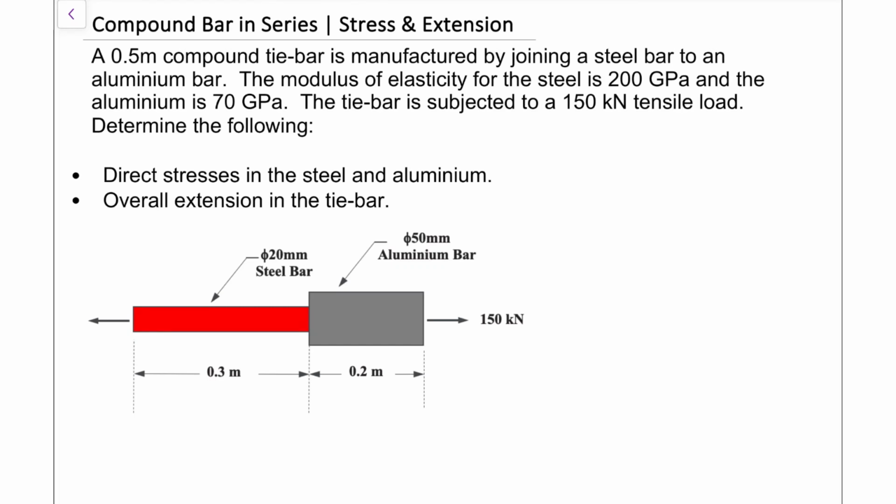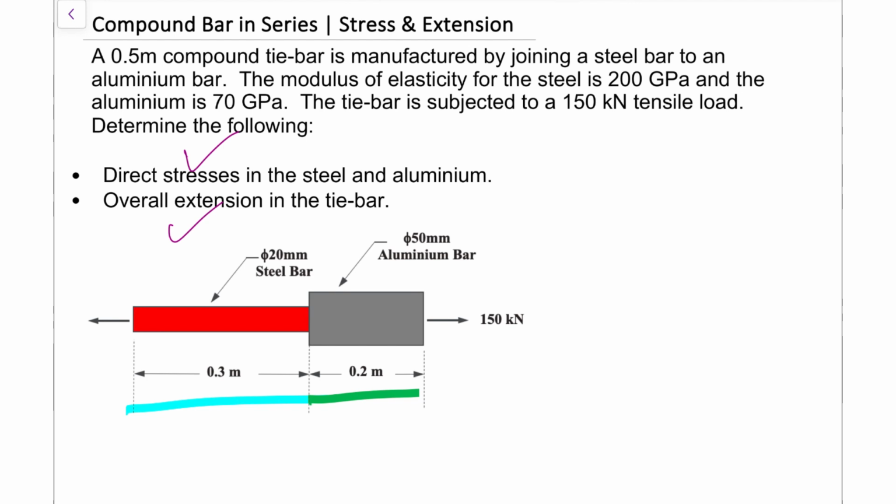So we have here a series compound bar, and what that means is simply the fact that we have two different materials. Right here we have a steel bar in red, and it's connected to an aluminum bar right there in gray. Because they're connected end to end, we class them as compound bars in series. Now, to do our calculations, we need to find the direct stress in each of the materials, and we also need to find the overall extension for the entire connection.